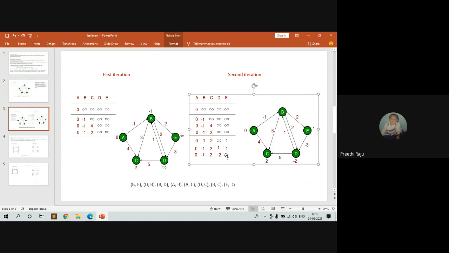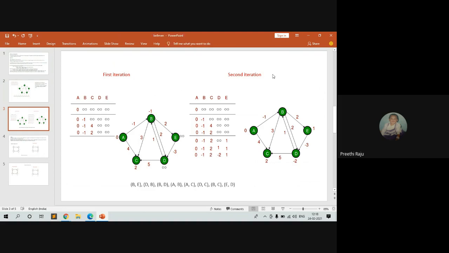So what is happening is, in the second iteration itself, we have got the output. But if we go to the third iteration, there will not be any changes in this graph, so we need not calculate the third and fourth iteration. But as per the algorithm, if the process is done through the algorithm, since it is given 5 nodes, we have to do the iteration four times.